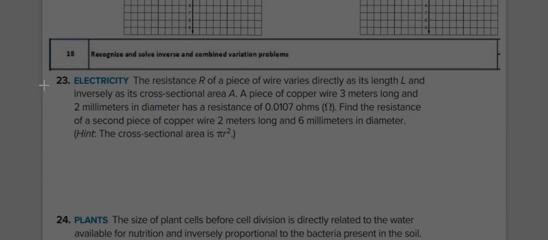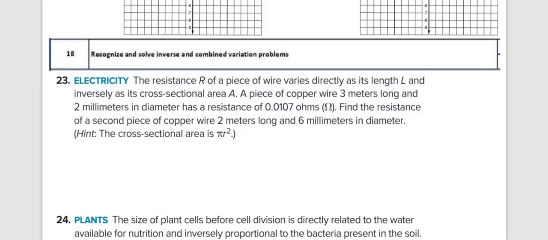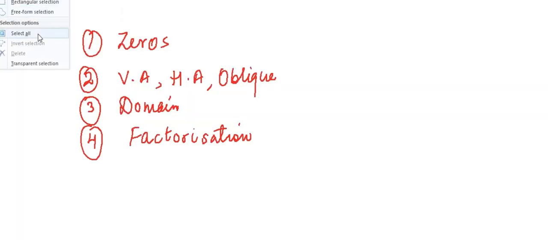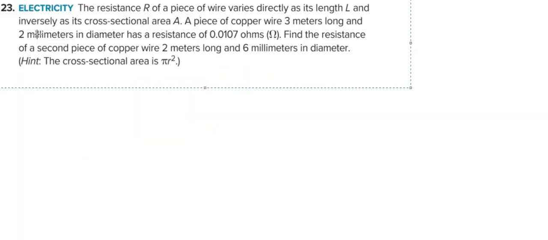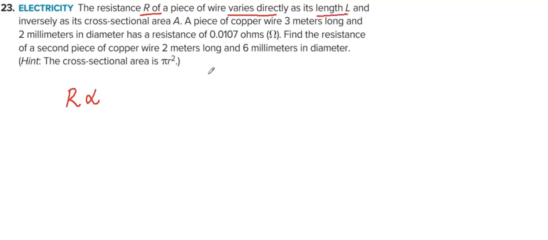We are going to use variations here. This is related to your variations. So let me delete this from the last video. Look at this, how are we going to do this? Resistance R varies directly, R is directly proportional to length L, and inversely proportional to cross-sectional area A. So you will write area down, because inverse goes in the denominator. Simply multiply them: R will cross multiply and L will come down.